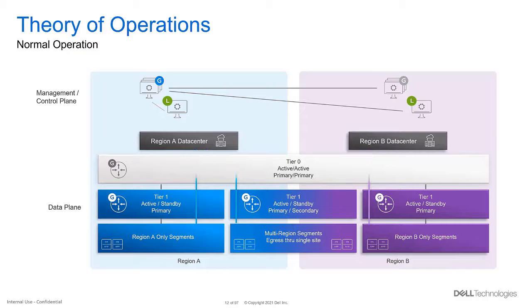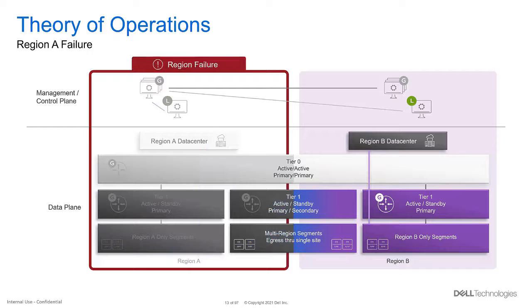So that's under normal operation. Let's look at what happens whenever we have a failure, right? The first thing that's going to happen in a failure is you're going to be impacted, right? So the Region A only segments are going to be impacted because they won't be able to egress through Region A, right? Our multi-region segments are going to be impacted because their egress is the Region A. Our Region B only segments will not be impacted because they're egressing through Region B. We just wouldn't be able to manage those through the global manager because the global manager is down.